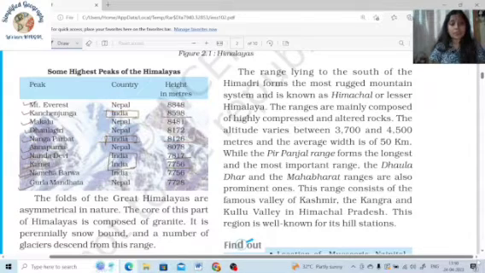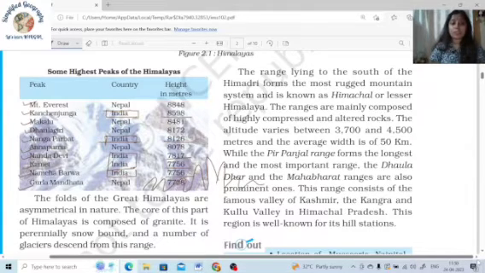Nanga Parbat and Kamet, 7,817 to 7,756. Namcha Barwa is in 7,756 heights. So the folds of Great Himalayas are asymmetrical in nature. That means these are not in symmetry. These are somewhere asymmetrical. Okay.